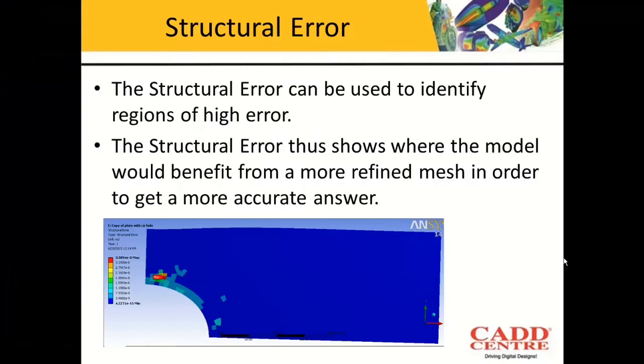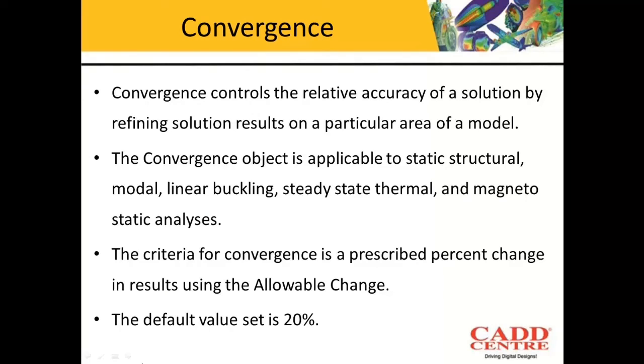Now first let us discuss convergence. Convergence is a tool that is available in Ansys Workbench which controls the accuracy of a solution. Okay, and the convergence tool can be used in static structural analysis, modal analysis, linear buckling analysis, steady state thermal analysis, and magnetostatic analysis. Apart from this, you cannot use convergence in any other analysis system. To use the convergence tool, you should enter a value in the allowable change criteria. As a user, you should specify this value. By default, this value is always 20%.